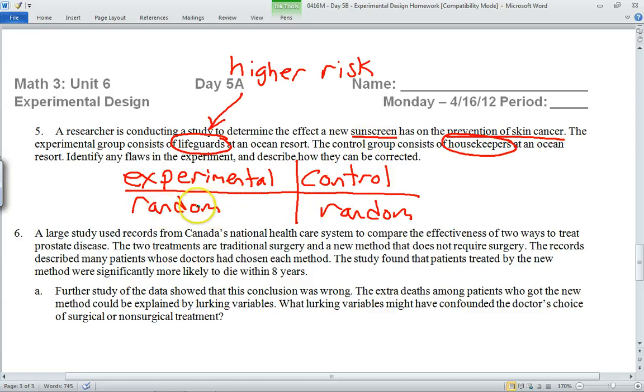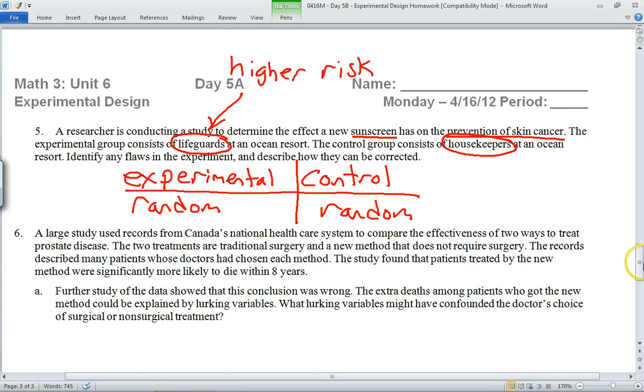Aside from that, the ages should be the same as much as possible, the races, the different types of jobs, and the way that you can balance all that out is by having plenty of people and by choosing them randomly.